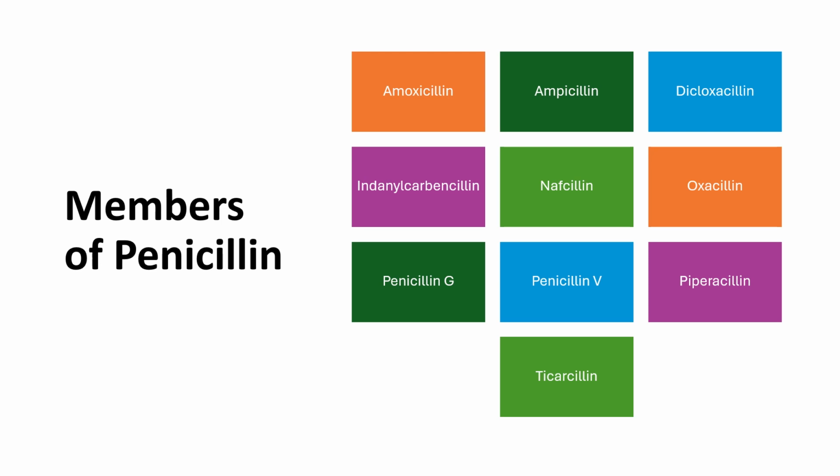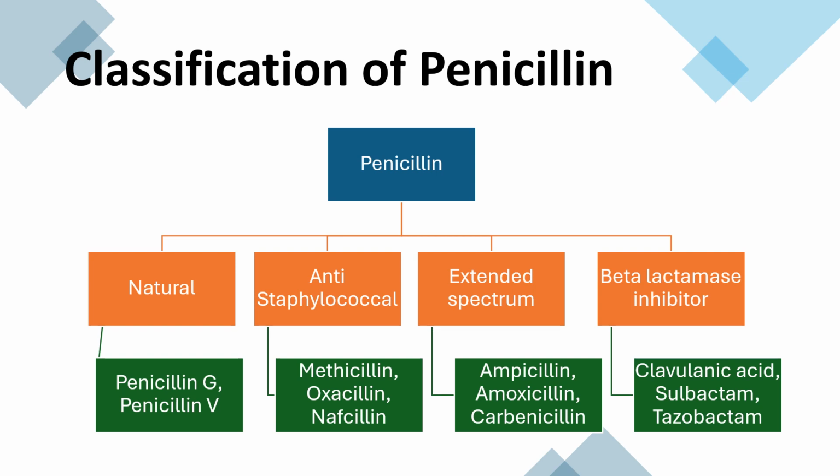So members of penicillin include amoxicillin, ampicillin, dicloxacillin, indanyl carbenicillin, nafcillin, oxacillin, penicillin G, penicillin V, piperacillin, and ticarcillin. The classification of penicillin includes natural, anti-staphylococcal, extended or broad spectrum, and beta-lactamase inhibitors.